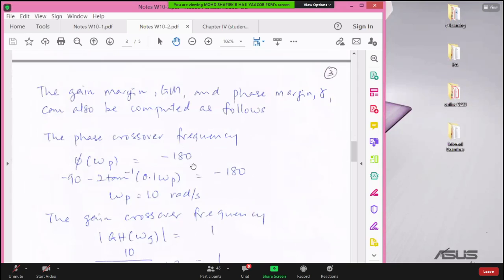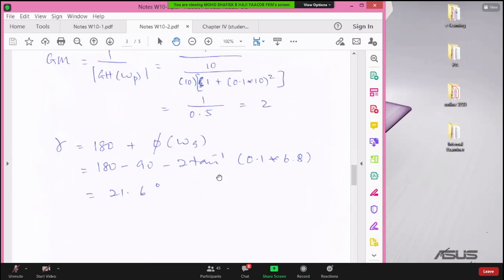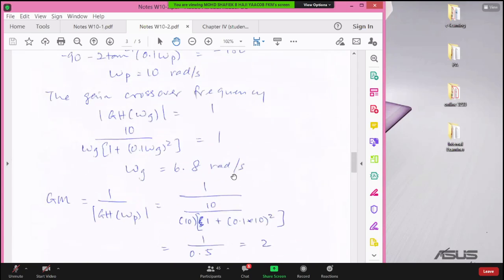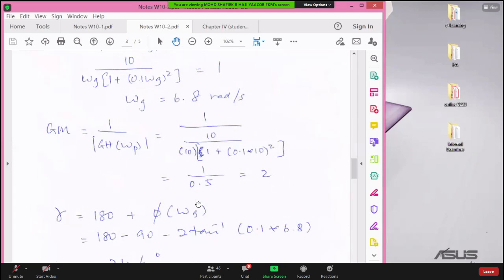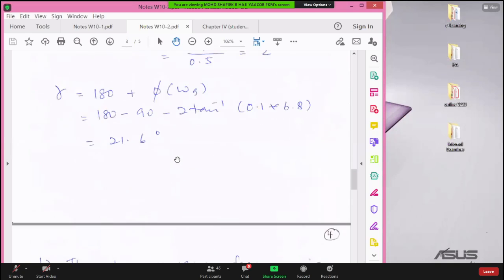Okay, so again, you can compute the gain and phase margin. Okay, so now the same way as the previous equation. So we have answered this. So we're going to go to part B. So the phase crossover frequency is independent of k. It's not a function of k. So the phase crossover frequency is going to stay the same.